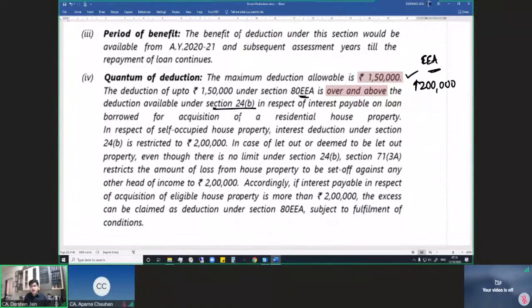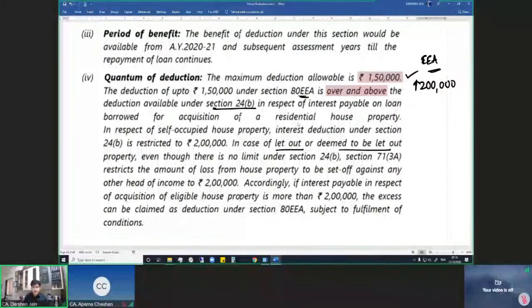So in case of let out or deemed to be let out property, why do I talk of let out or deemed to be let out house property? The reason being, the only condition is that the person should not own any other residential house while he is taking a deduction under 80EEA. It is not necessary that the house should be used for his own occupation. He should be a first-time buyer.